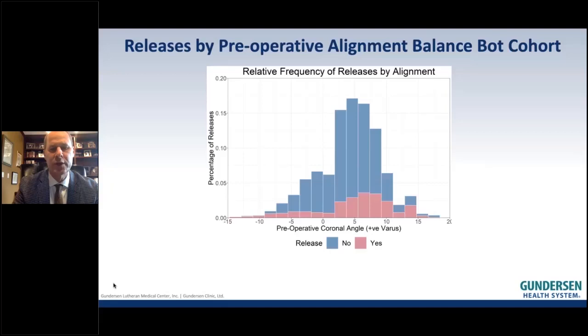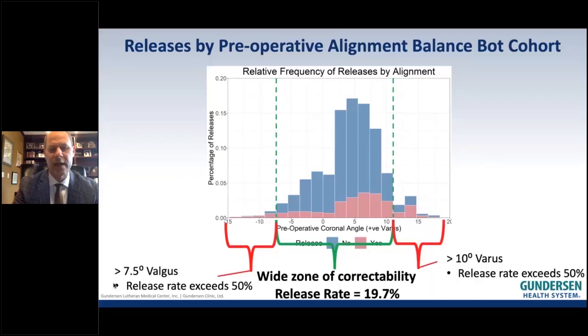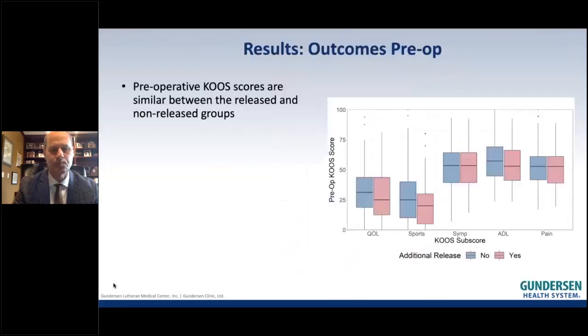And then if we look at our own group and look at how we did releases, blue is no surgical release at all, and the pink is the patients that did have a release. Within a pretty wide group here, from 6 degrees valgus to 11 degrees varus, the release rate was 20%. If you get outside of that group, the release rate goes up to 50%. So we had a pretty wide group where we had a very low rate of surgical releases.